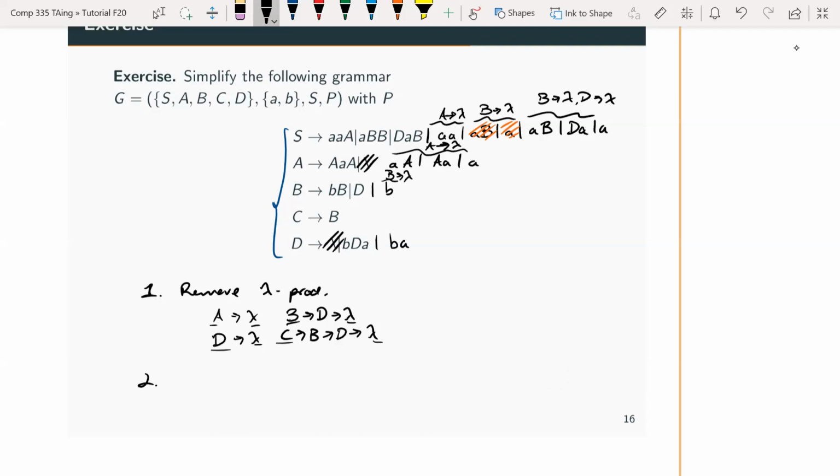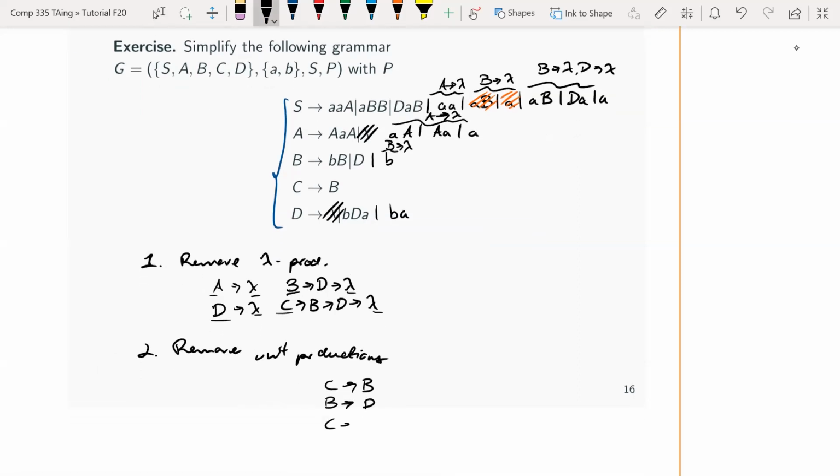For the second step, I'm going to want to do what? Remove unit productions, right? So what are the unit productions here? Okay, so I have C gives me B, right? And I have B gives me D. So then I also have C gives me D, right? So these are the three possible pairs of unit productions.